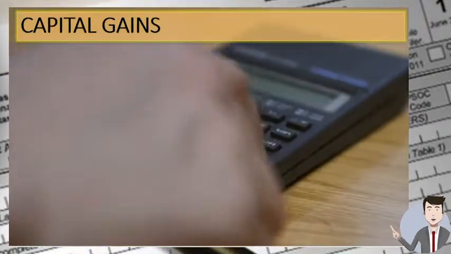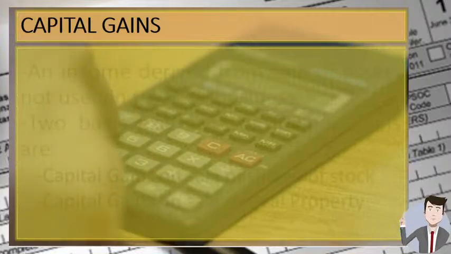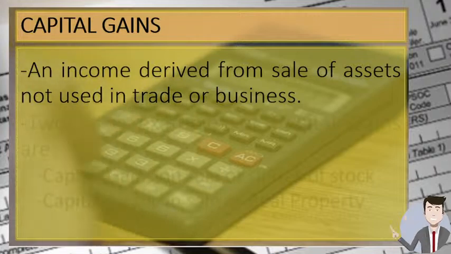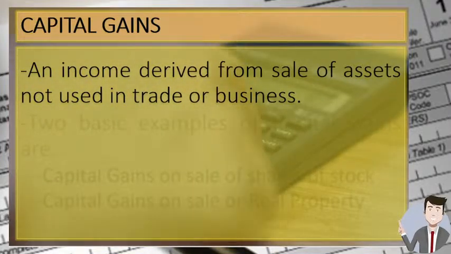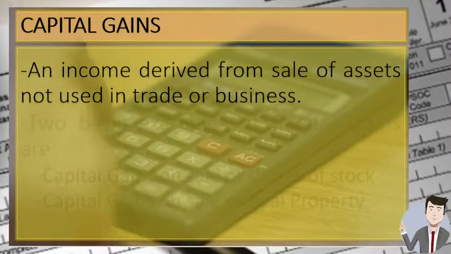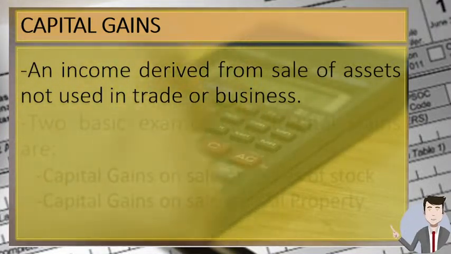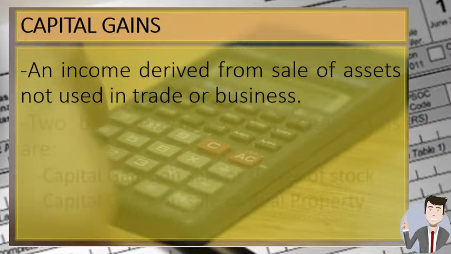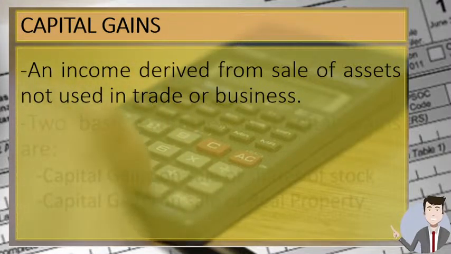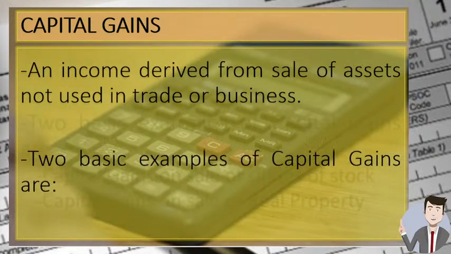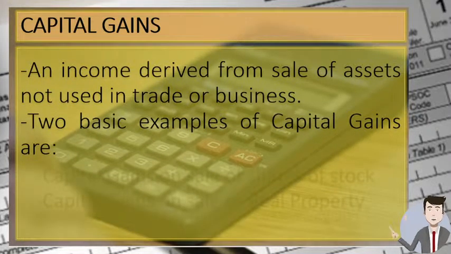Okay, so next we have your capital gains. So an income derived from sale of asset not used in trade or business. Okay? So if you have a lot, if you have a building, and that particular building is not used in your business, or that is not the main product of your business, the income derived from the sale of that capital asset will be considered as capital gains, and it will be subject to what we call capital gains tax. This is also a separate return.